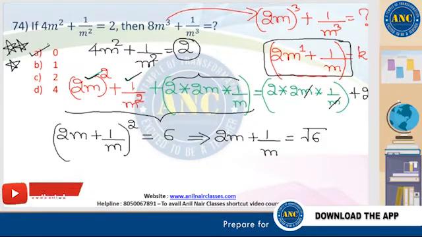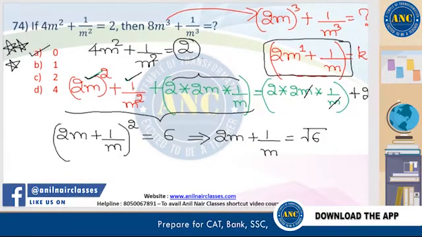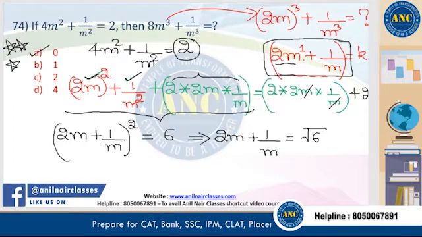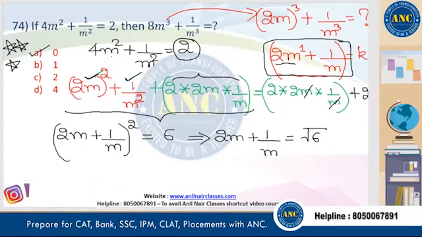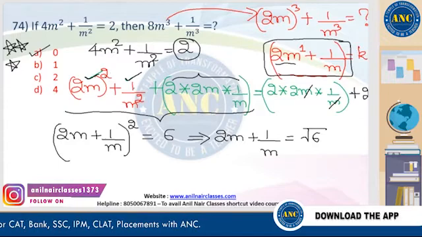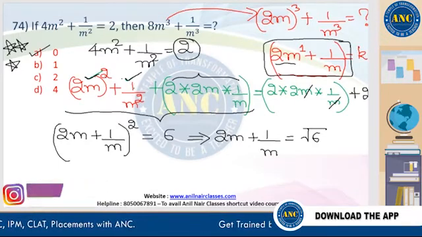It is one of the beautiful ways of analyzing. I know that I want 2m plus 1 by m. 4m square I can write it as 2m whole square. 1 by m square I can write it as 1 by m whole square.